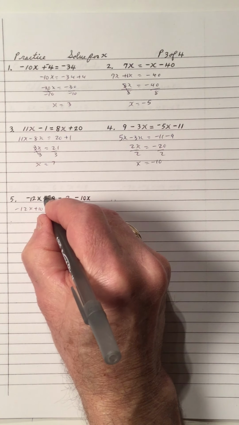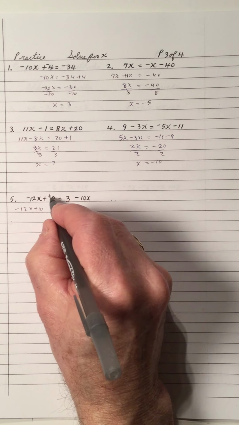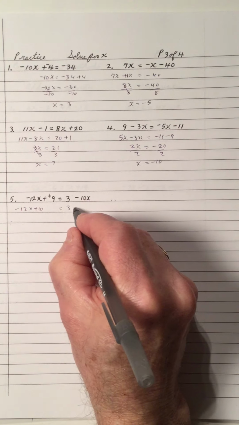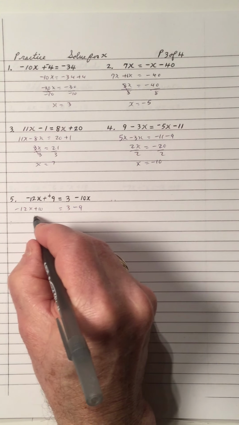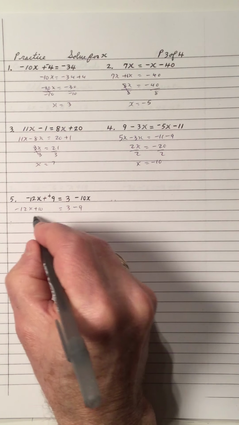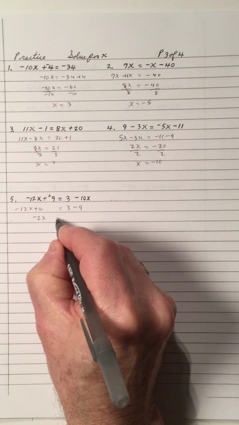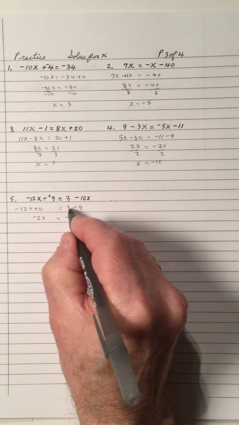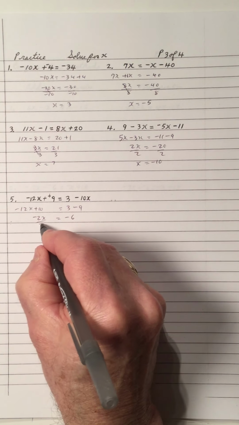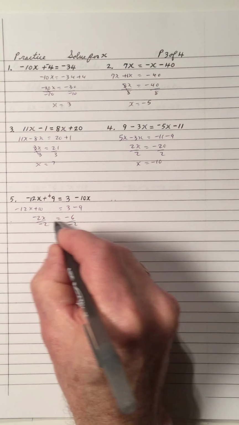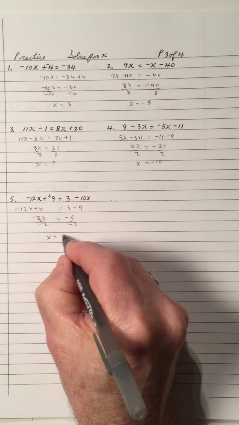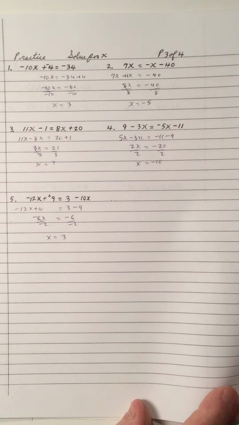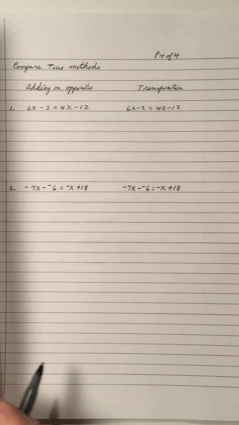And double negative is make it a positive first, so that's a plus 9. So plus 9 becomes a minus 9. Add, and I get negative 2x equals negative 6. 3 subtract 9 is negative 6, and I divide both sides by negative 2. X equals 3. Okay, let's continue.